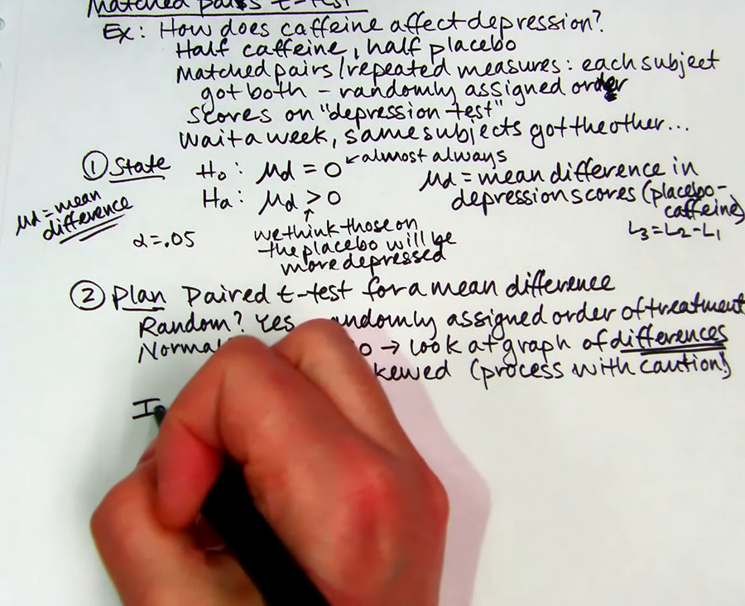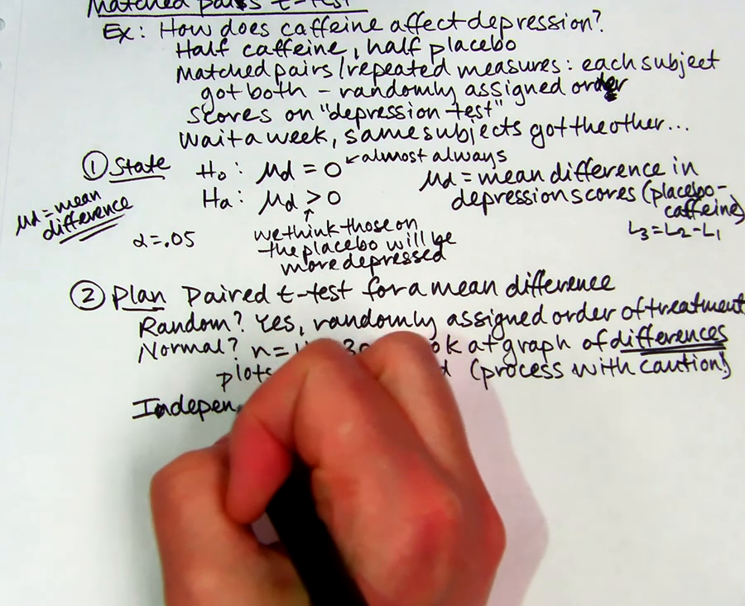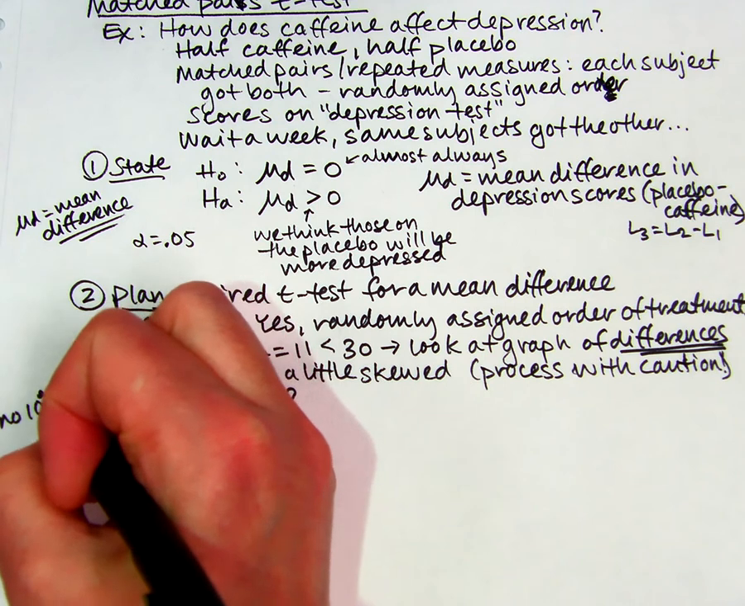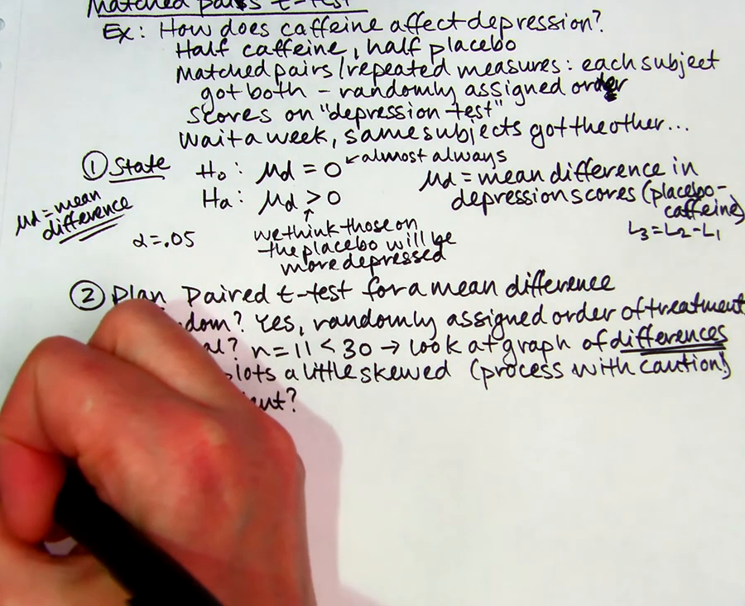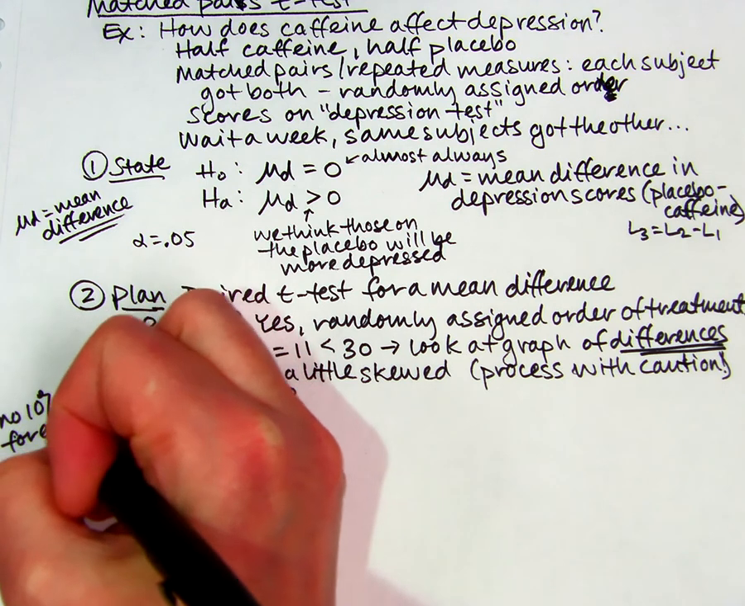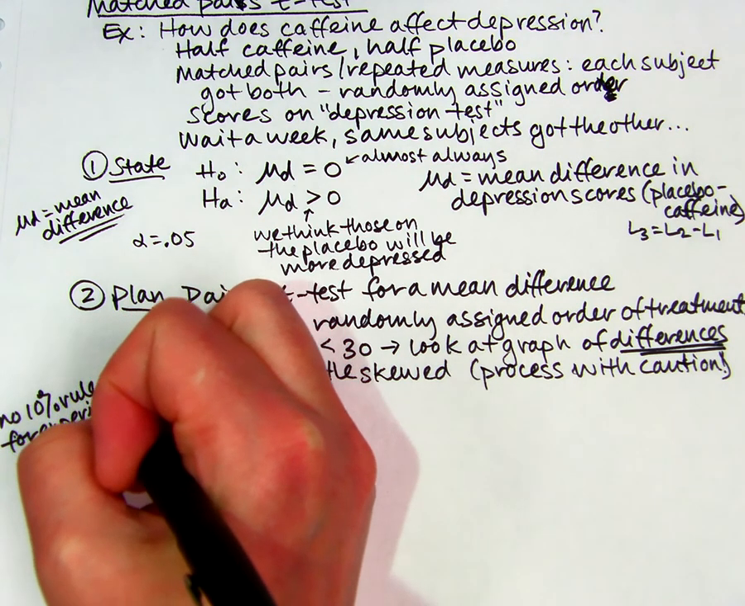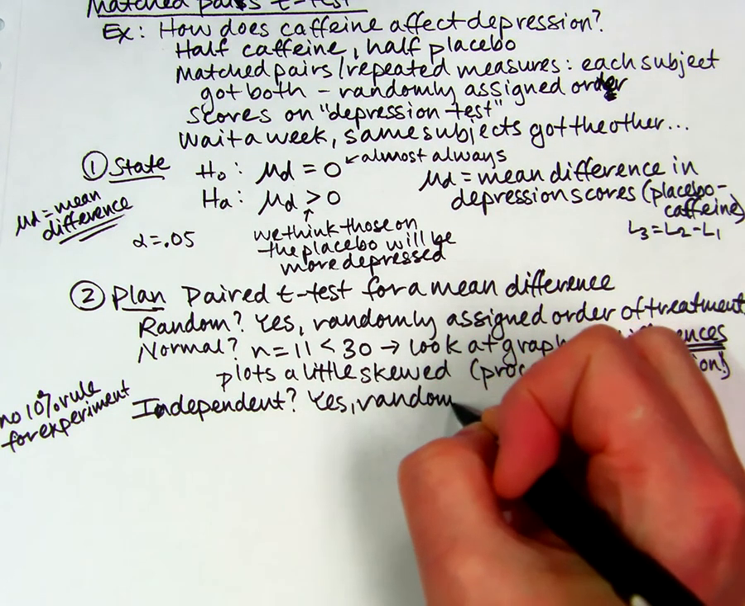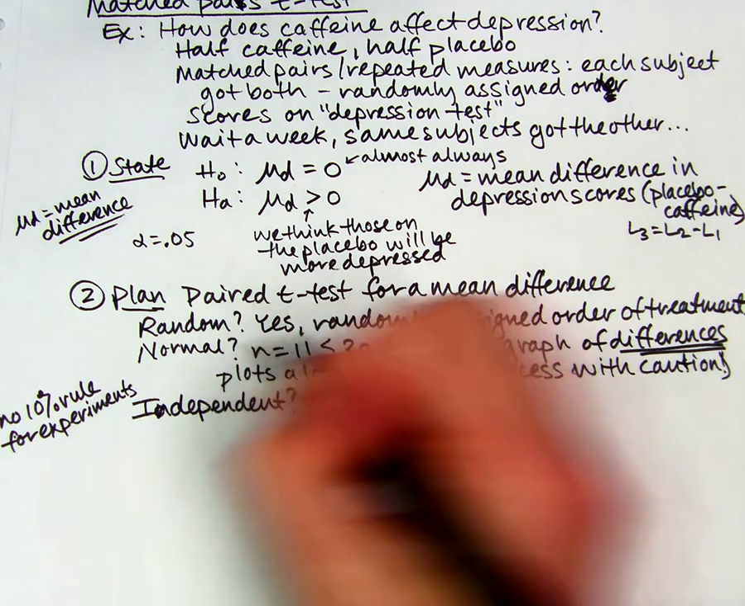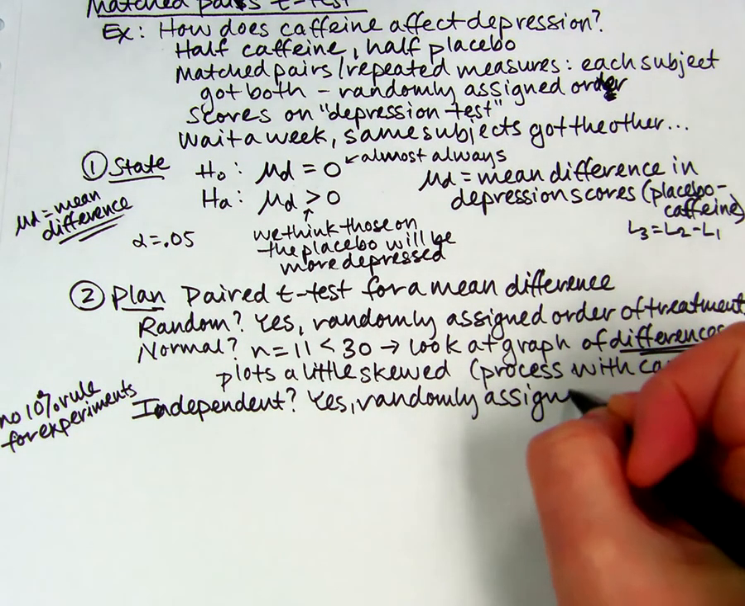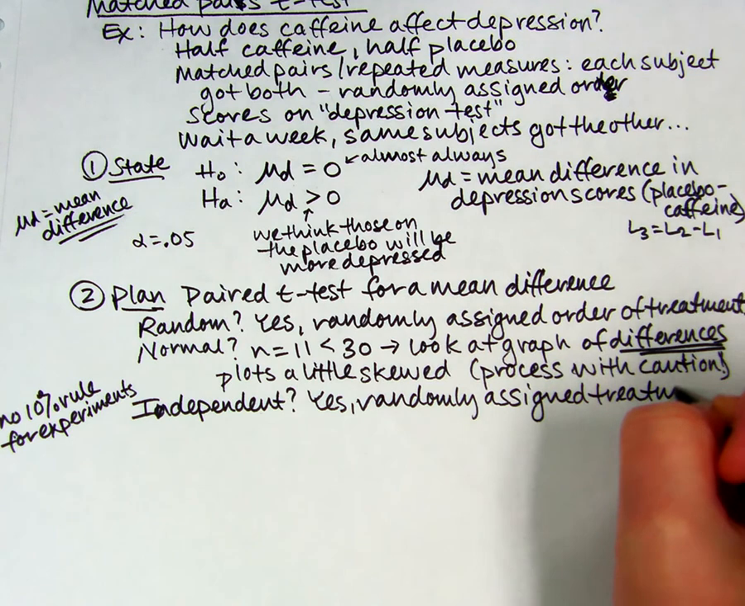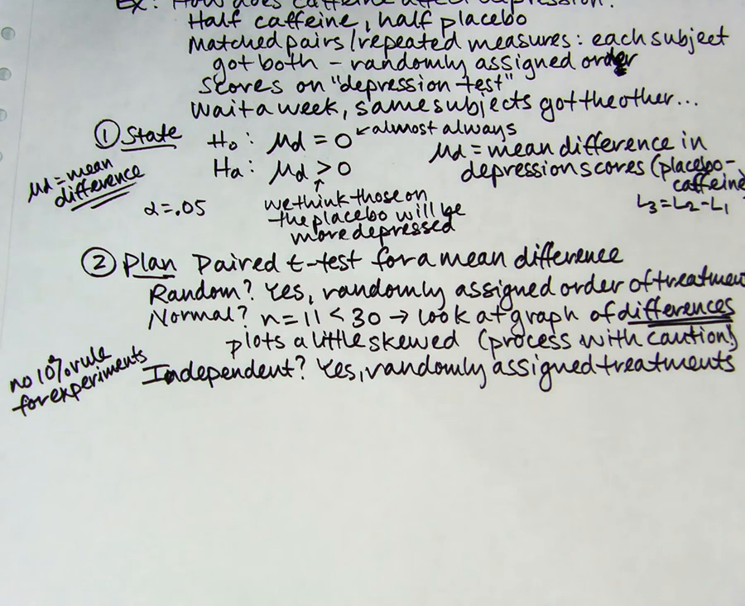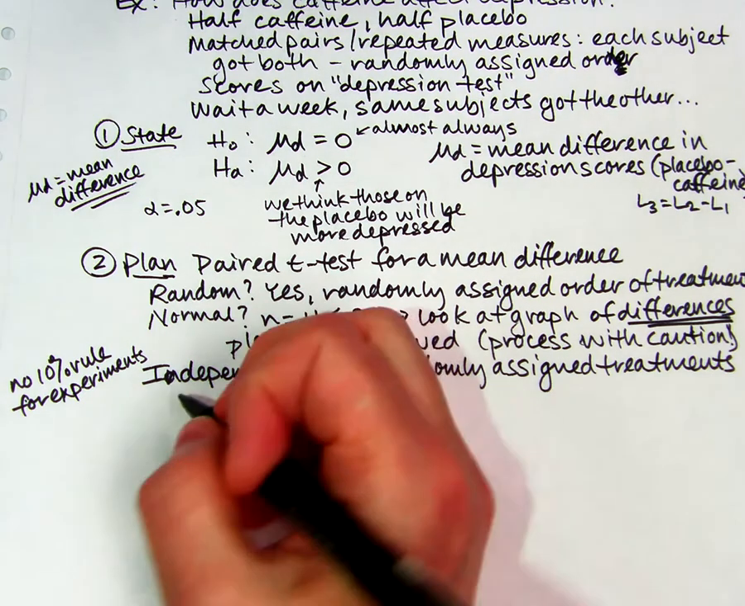Independent is a little bit different for experiments. For experiments, you don't actually have to check the 10% rule, so I'm going to write that off to the side. No 10% rule for experiments, although I don't think they would mark you down if you did that. You just don't have to. You can say because it was randomly assigned treatments, that makes it independent. Yes, because we have randomly assigned treatments. Got the S on that. So that's a change for experiments. And for matched pairs, that often happens where you just say randomly assigned treatments, therefore I can assume it's independent. Good. Makes it easier to check, actually.